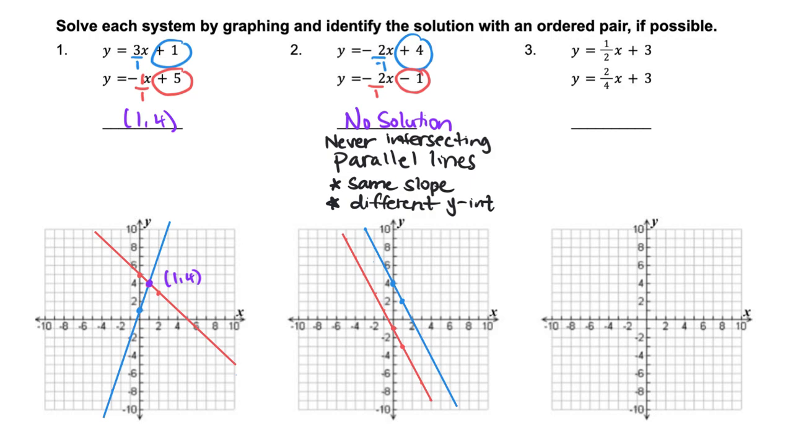No solutions always occur when you have parallel lines because they have the same slope and different y-intercepts, so they'll have no points in common.